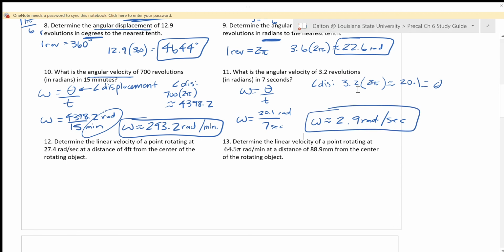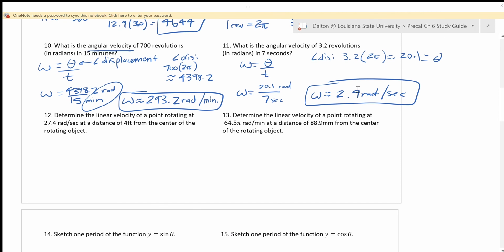Number 12, determine the linear velocity, so there are our keywords, of a point rotating at 27.4 radians per second at a distance of 4 feet from the center of the rotating object. The first thing to recall is that the formula for linear velocity can be written in two different ways: radius times theta over t, or, since theta over t is omega from our angular velocity problems, r times omega.